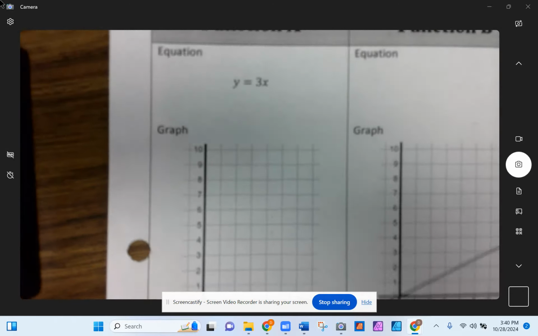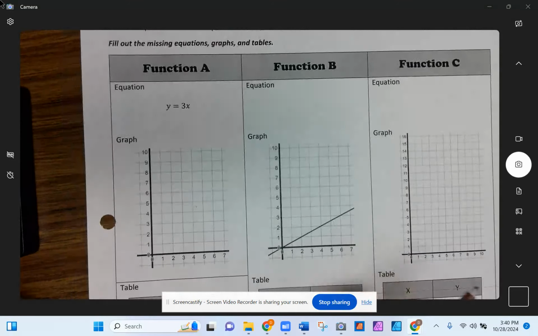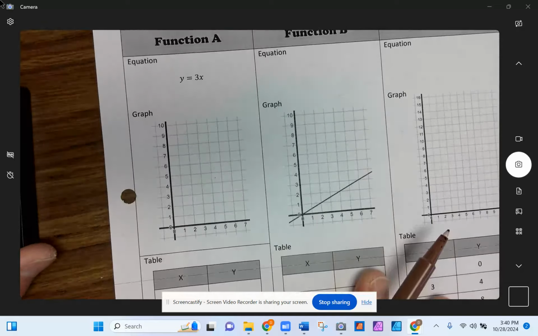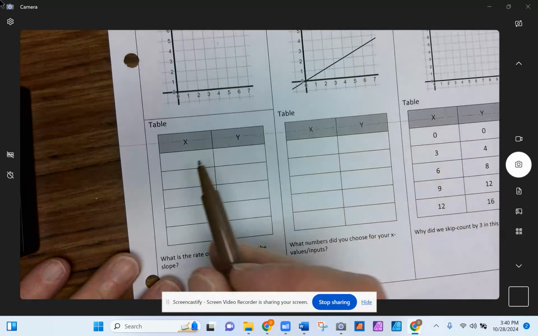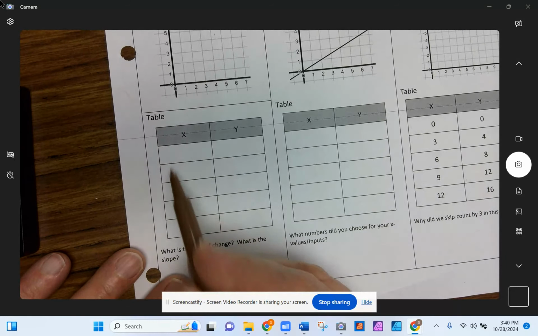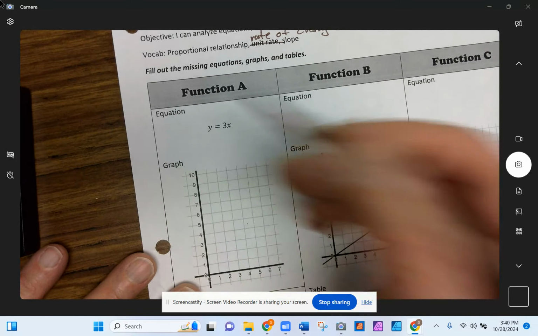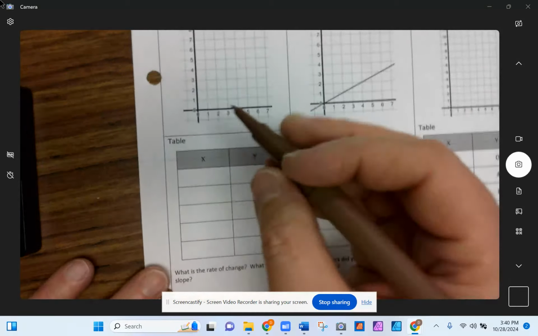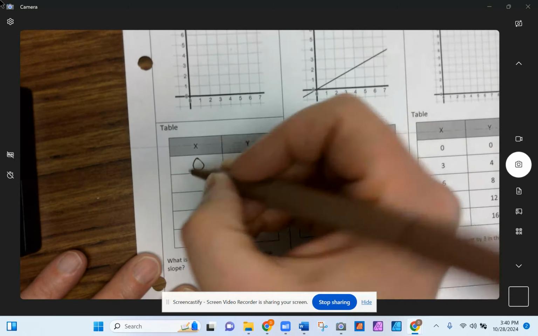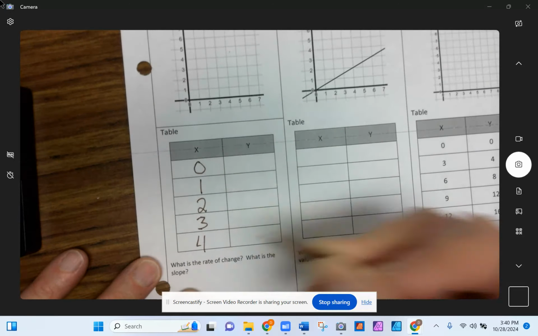So when we have an equation like this, y equals 3x, let's fill out the table first, right? So the idea here is we have a y, we have an x. We're going to fill out some x's, some inputs, then we're going to plug them into the equation to get our outputs, or our y values. My graph here starts at 0, so that's an indication that I'm going to start with 0. I'm just going to fill in, go up through 4.